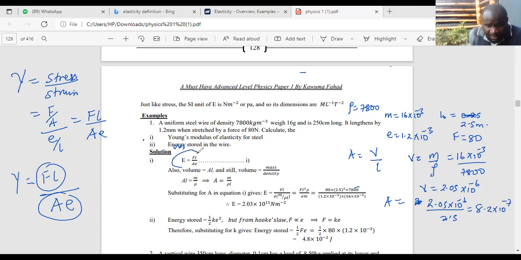Okay, this one was called E. Young's modulus is force, which is 8 times the length, 2.5, divided by the cross-section area, 8.2 times 10 power negative 7, times the extension, 1.2 times 10 power negative 3. What answer do you get? Young's modulus.